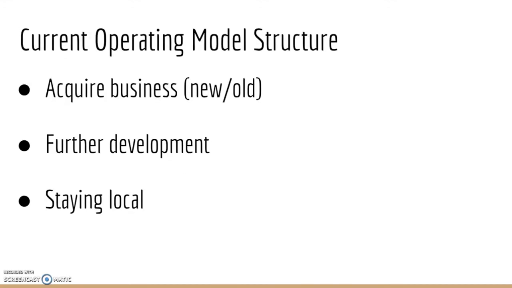The current operating model structure. So acquiring business is something that she definitely would love to keep doing. New business and old business, returning customers is what I mean by old business. New are people who never used her services before.